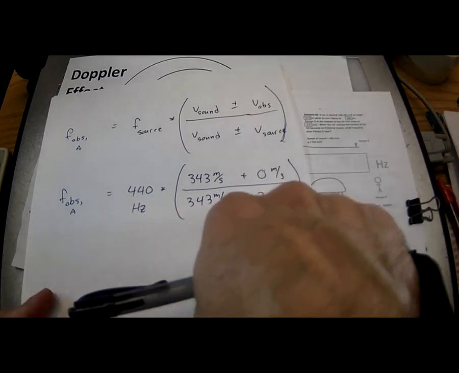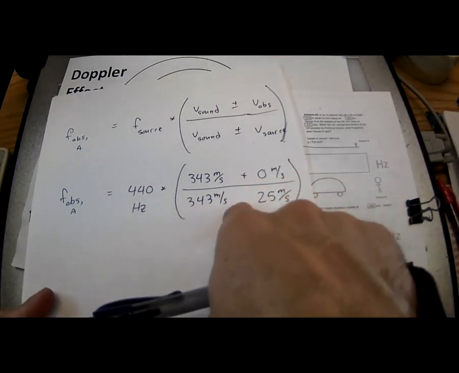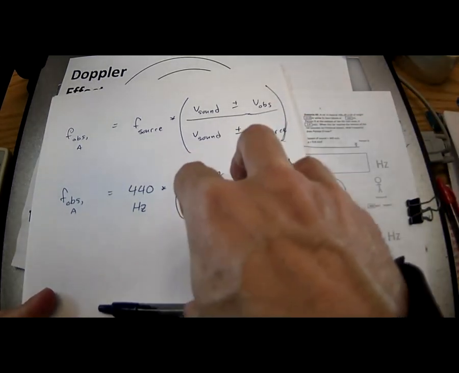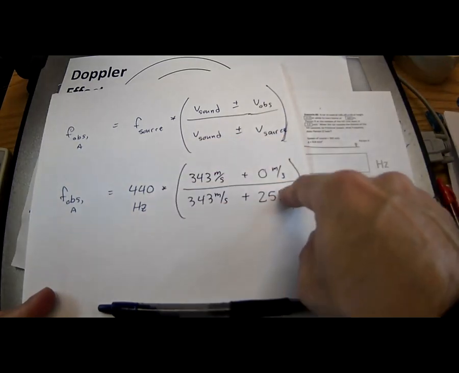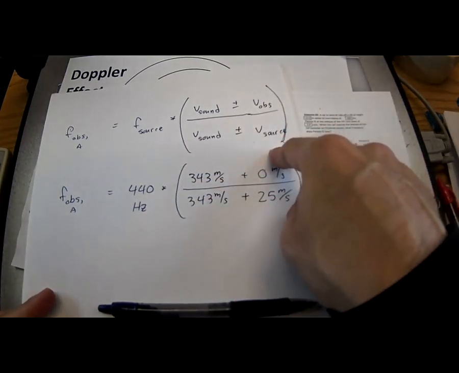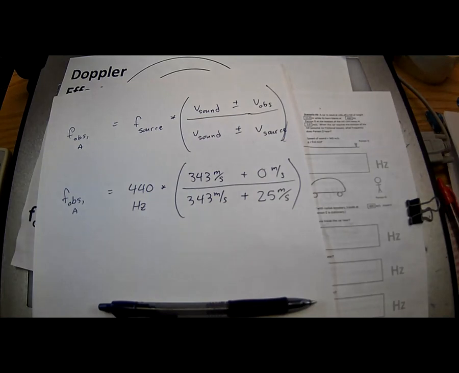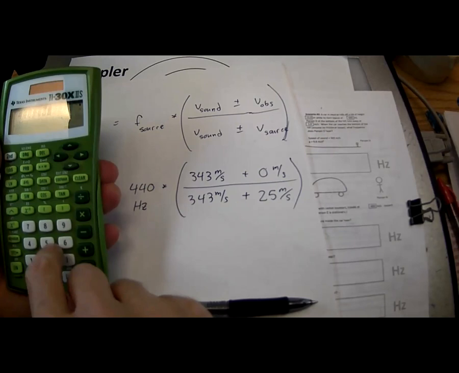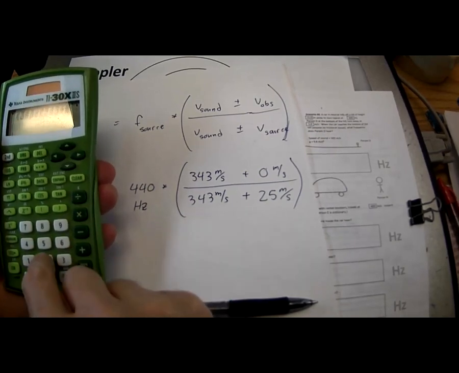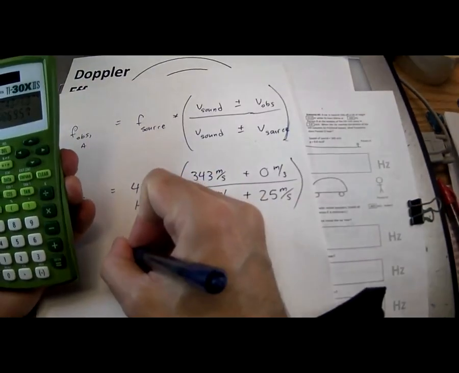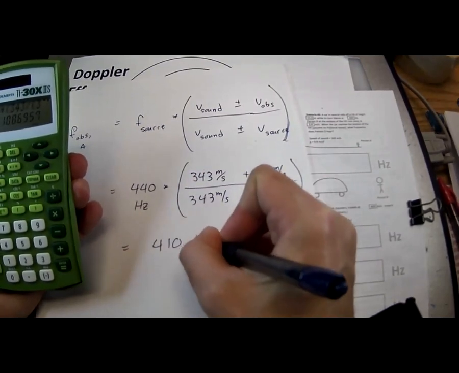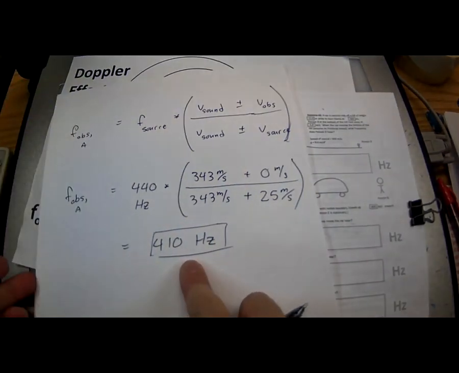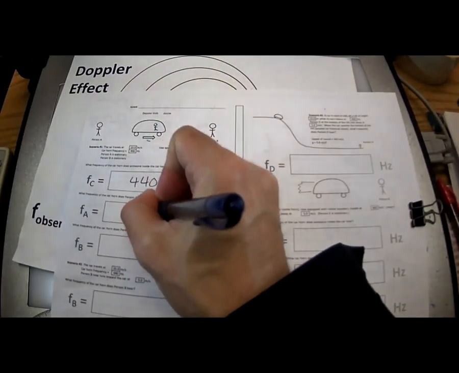So to get to that point, would you have to add or subtract on bottom? You would have to add, right? Because that blows up the denominator bigger. Doesn't that make this whole fraction less than 1? And then 440 times something less than 1 will give you a smaller frequency. That's how we're going to do this. 440 times 343 divided by 343 plus 25. Looking at 410 hertz. Yeah, that looks believable. 410. This box right here.